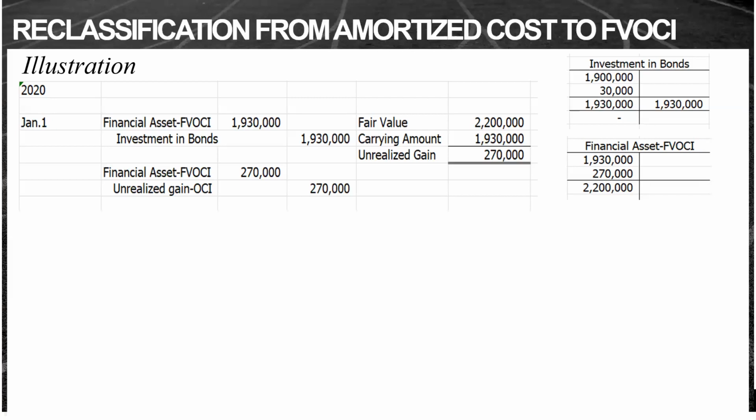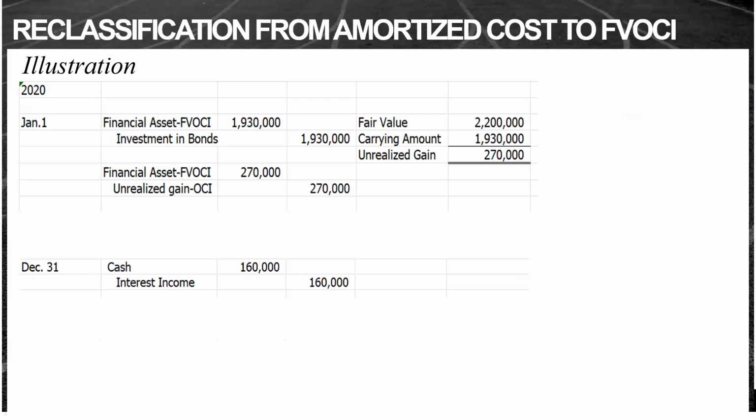So let's proceed and record transactions related to our financial assets, considering that it is now again a financial asset at fair value through OCI. So the next entry would be for the receipt of our interest on December 31. So this will be our entry. We debit cash and then we credit interest income.